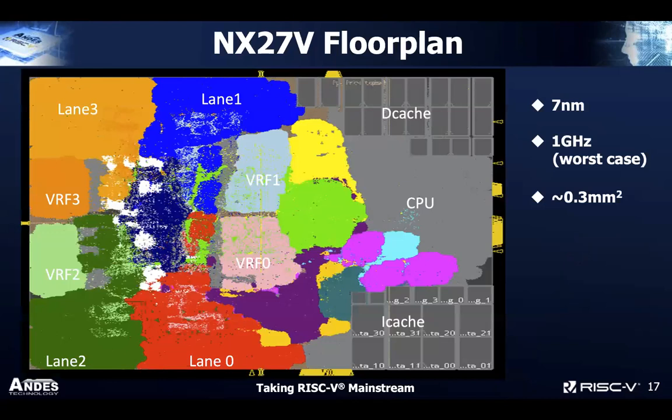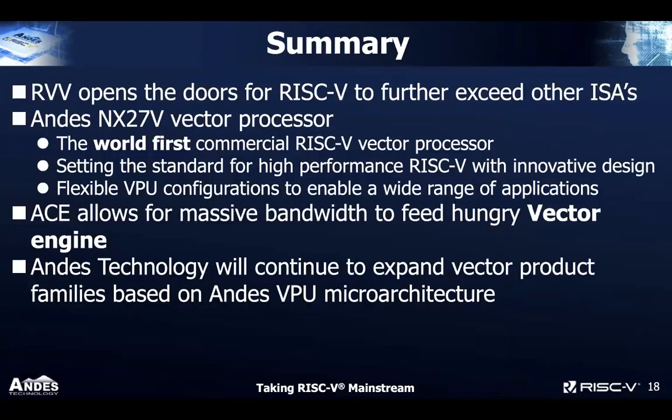So here's a floor plan of my vector processor, NX27V. You can see there are 4 lanes of 128 bits. In 7 nanometer, it comes out to about 0.2 square millimeters, including the vector engine, CPU, and the caches. So it's a very, very tight, small accelerator.